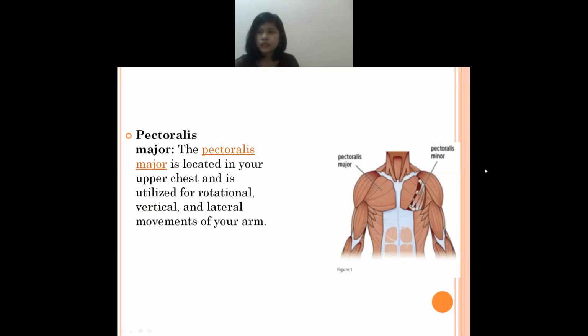Did you get it? Means they help in movement of your arm. This is your arm, so they help you in moving it down, upside, downside, sideways, rotate. So they help you in that. It lies right in the upper part of your chest. Is it clear? Pectoralis major? Yes, ma'am.